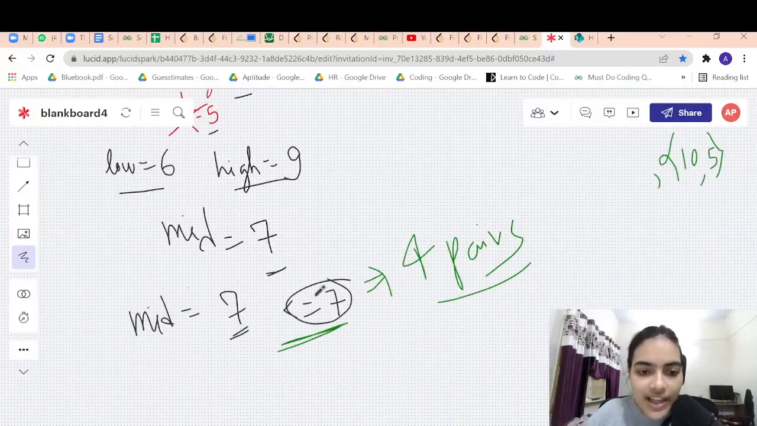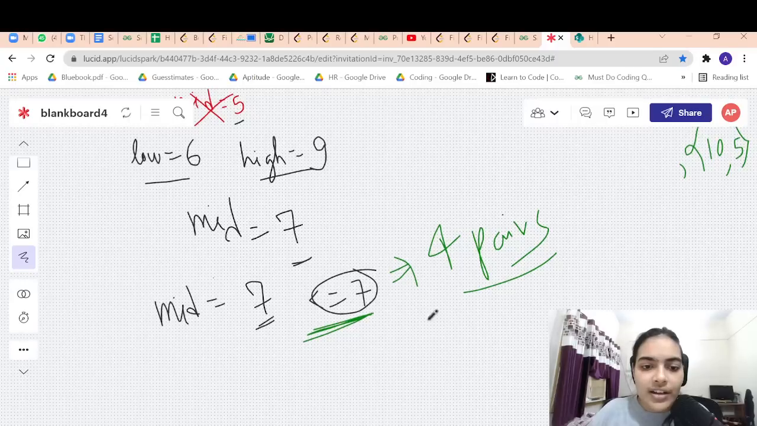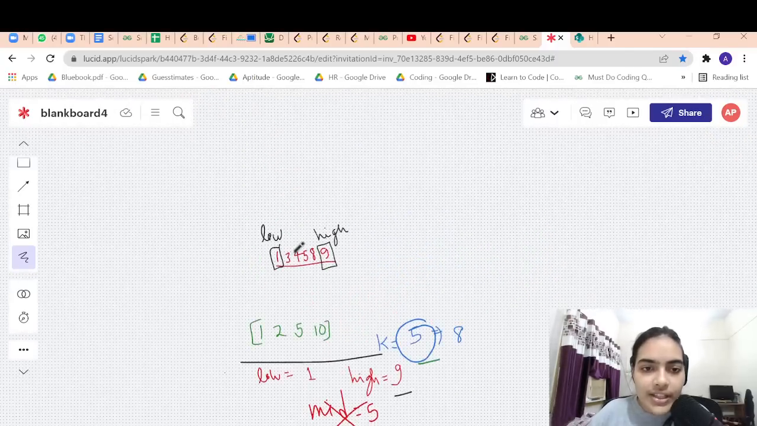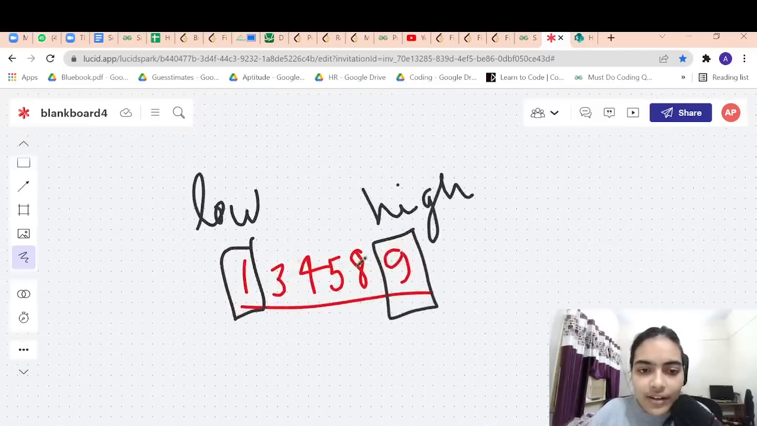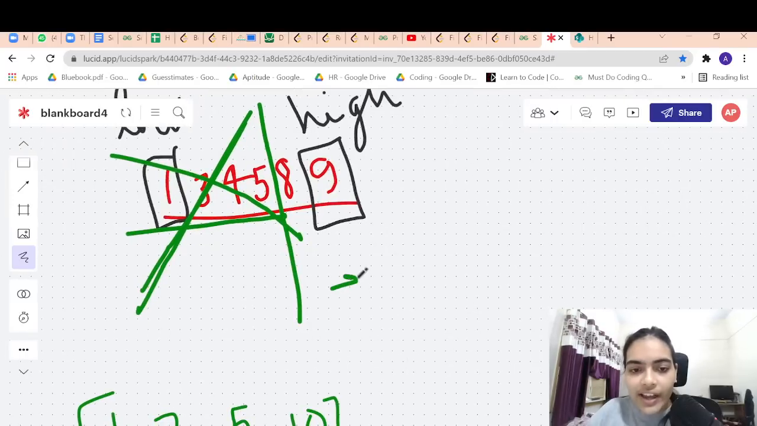So it cannot be 7. The 5th smallest absolute difference cannot be 7 also, because 7 is only giving 4 pairs, right? With less than equal to 7, let's notice here, you have 4 pairs only. So anything less than 7 or 7 cannot be the answer. So your answer will lie on the right side.